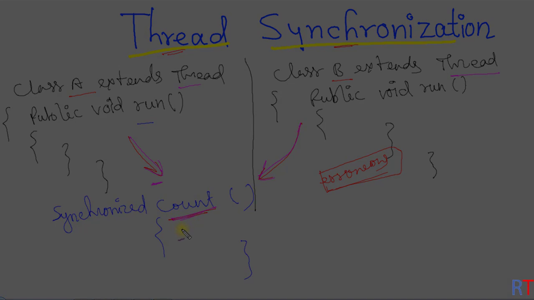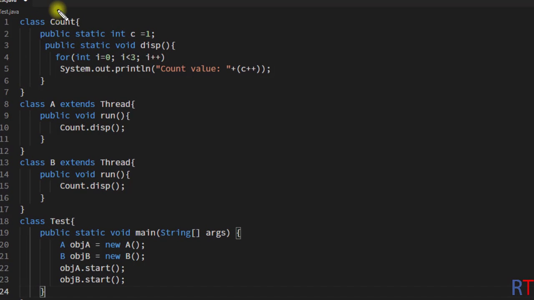So in this example program we have one class Count which has one static variable c which has been initialized to the value 1, and also we have one display method. This method will iterate 3 times and in every iteration it will increment the value of c by 1.